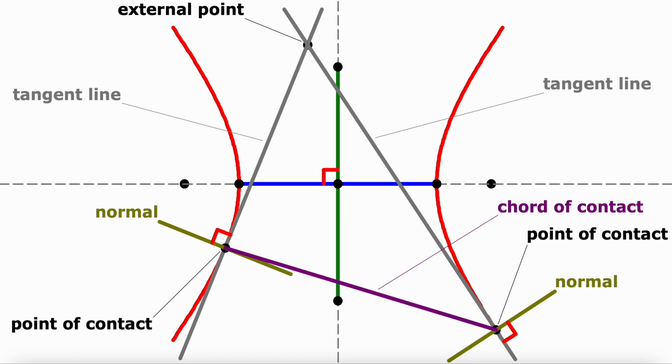An external point is a point that lies outside the hyperbola. Given an external point, we can draw only 2 tangent lines to the hyperbola from it.